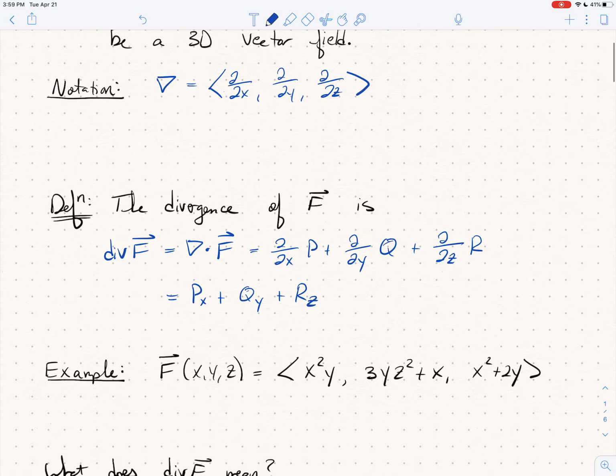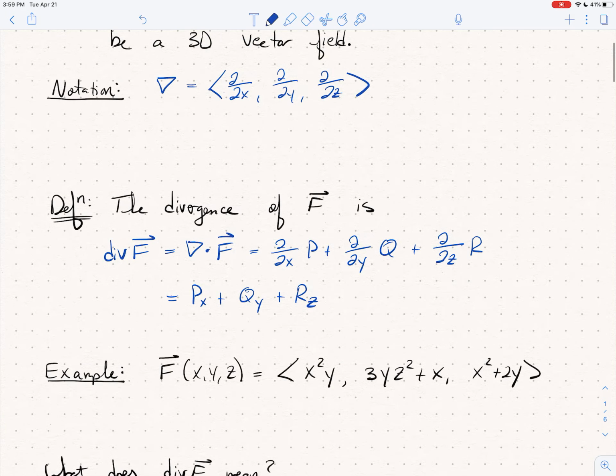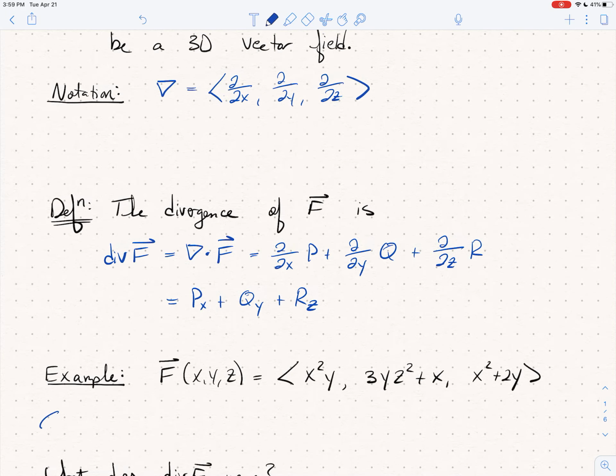So a quick example, I've got this vector field f, and let's just compute its divergence. Why don't you go ahead and pause the video and work it out yourself, please, and then you can check with what we do together in just a minute. So you should get 2xy plus 3z squared plus 0, which we'll just write as 2xy plus 3z squared. So that's the divergence of f in this case.